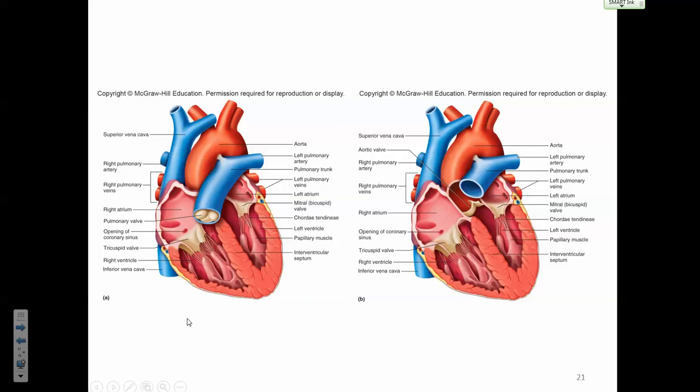I want you to look at the wall of the right atrium. Let's say there's the myocardium of it. Here's the myocardium of the right ventricle. Which is thicker, the atrial myocardium or the ventricular myocardium? Which is thicker? Ventricular. Why do you think that's the case?